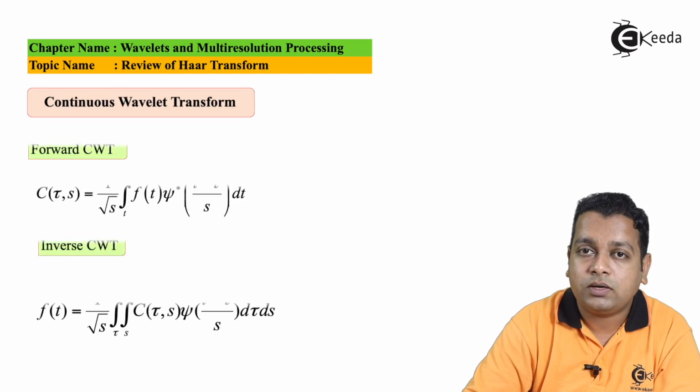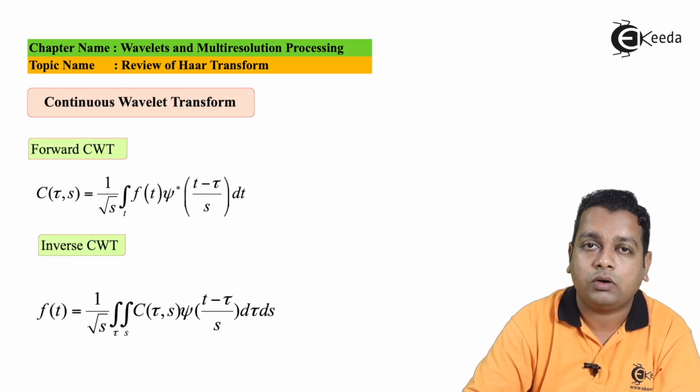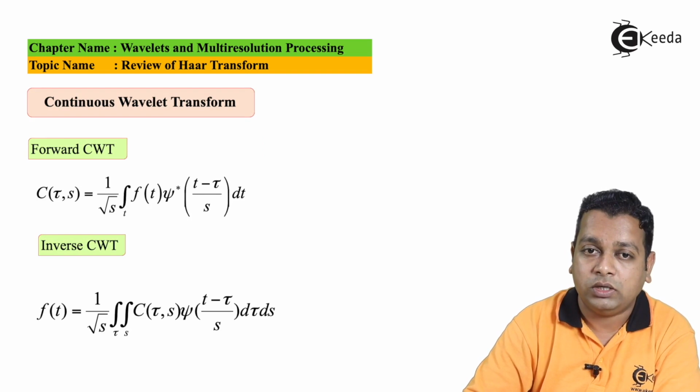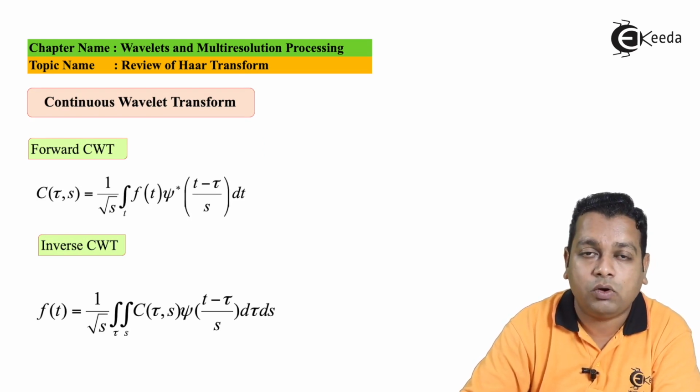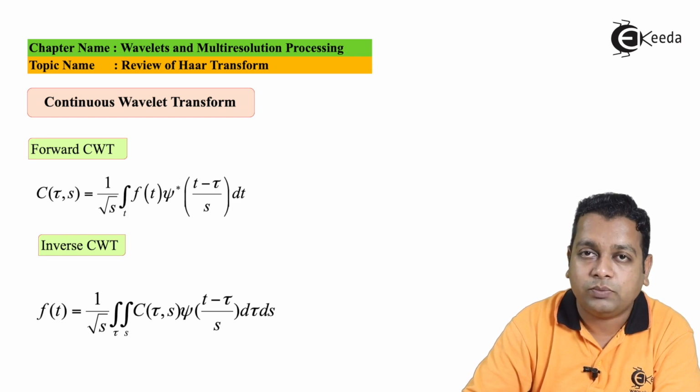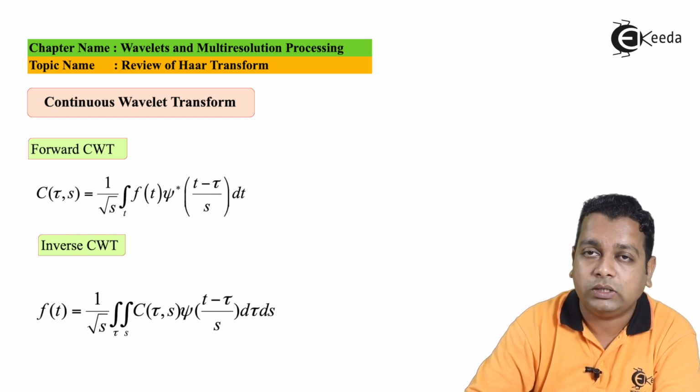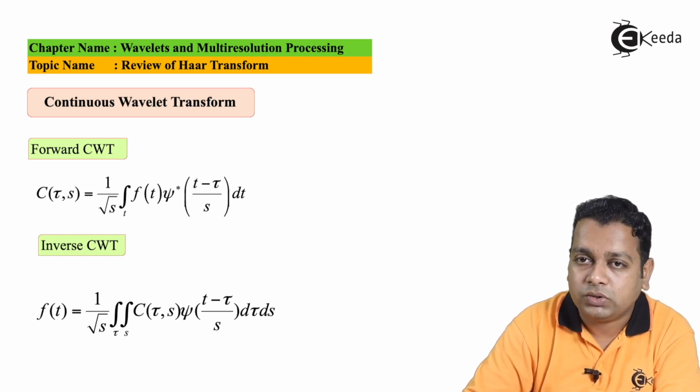Now the continuous wavelet transform, we had shown you the formulae for the direct transformation and the inverse transformation. For the direct transformation, we can also say it is the forward CWT, the abbreviation for continuous wavelet transform, computed as C of tau and s, equal to 1 upon root s, the integral over time of f of t, this is the information signal, along with the conjugate of the wavelet function psi, which is a function of (t minus tau) divided by s, into dt.